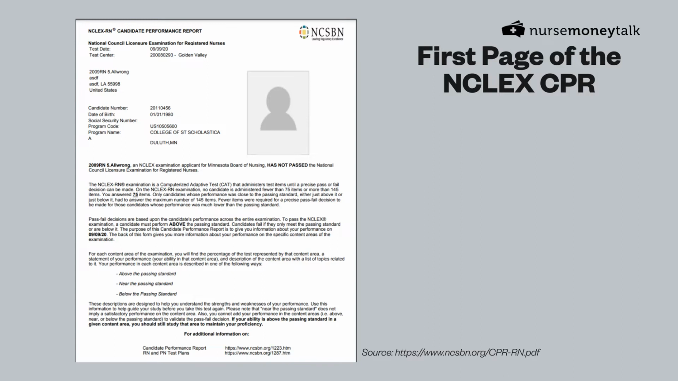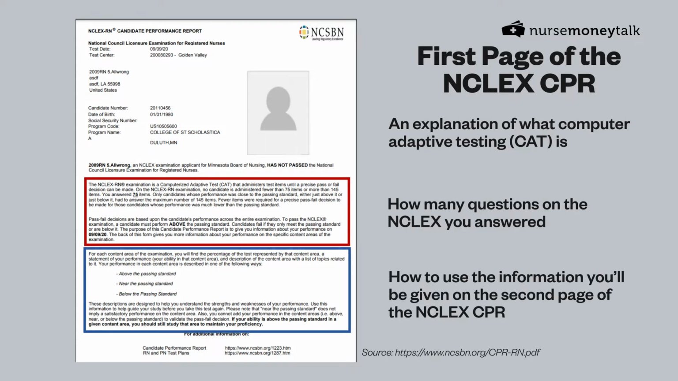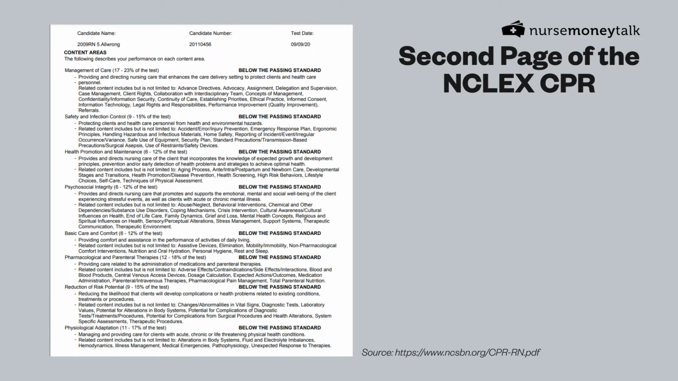But for the actual NCLEX CPR itself, the first page will give an explanation of what computer adaptive testing is and how many questions on the NCLEX you answered, and it'll also contain some information on how you can use the information located on the second page. Because the second page is honestly where the meat of the article is.